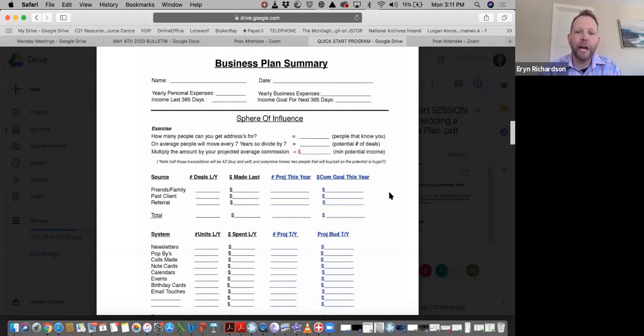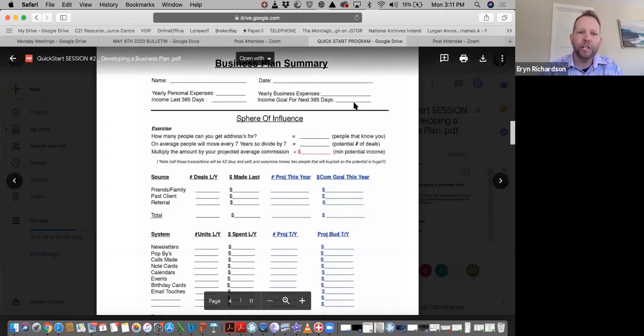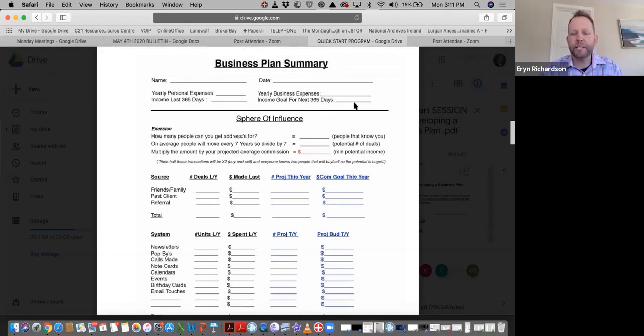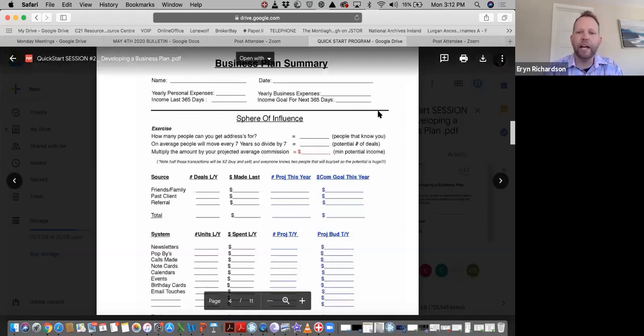But each of you is going to have a different scenario for this. And at the very top, you're going to put your name and your date. The yearly personal expenses and business expenses and income over the last 365 days and income goal for the next 365, just leave that blank for now.